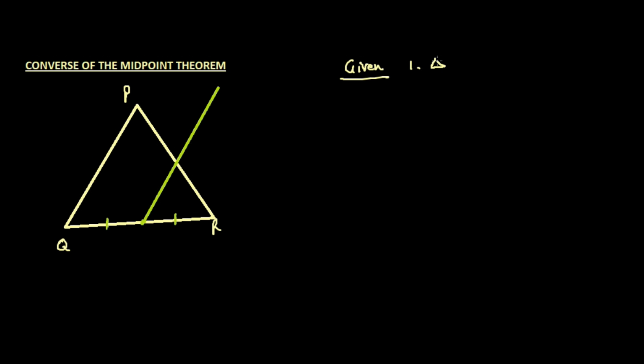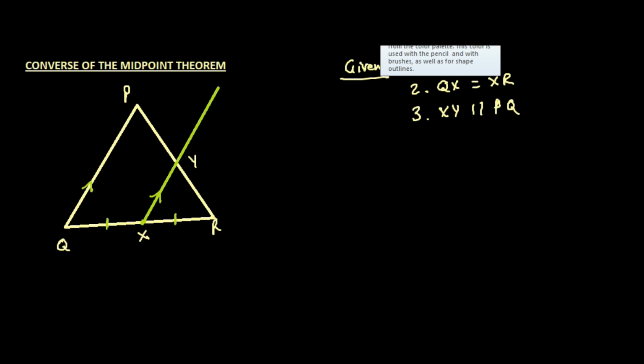So given a triangle PQR, that is given. Number two, let me call these points also as point X and point Y. Given is that X is the midpoint of QR, which means that QX is equal to XR. Third thing that has been given to me is that the line segment XY is parallel to the side PQ. So let me mark that also, that this is parallel to PQ. And now let's write down what we need to prove.